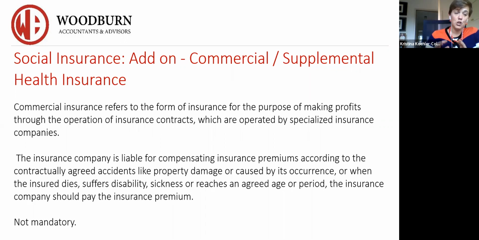The commercial insurance relationship is a contractual relationship voluntarily signed by the parties. The insurer pays insurance premiums based on the contract and what is included in that contract.